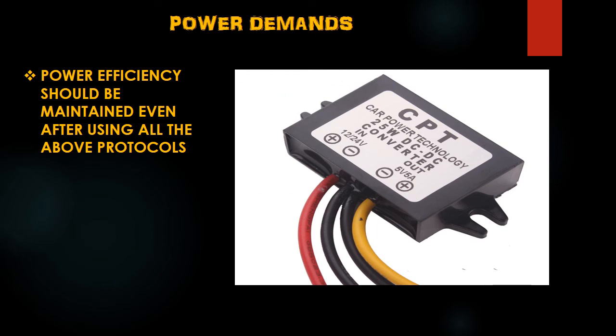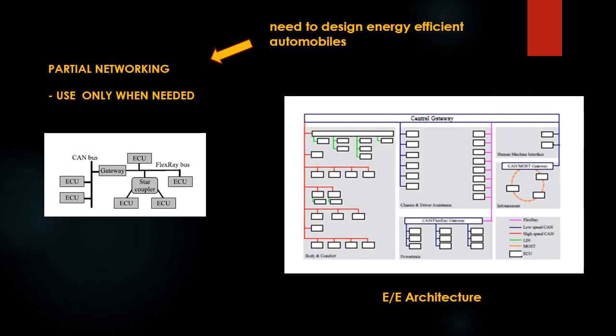While doing so, one important thing to note is that all these protocols are being developed and improved upon. They must still be designed within the power constraints available, because the car battery is only 12 volts and the components designed should not dissipate more power than necessary and should consume the required energy only when necessary. This can be done using the E/E architecture, the electrical architecture.